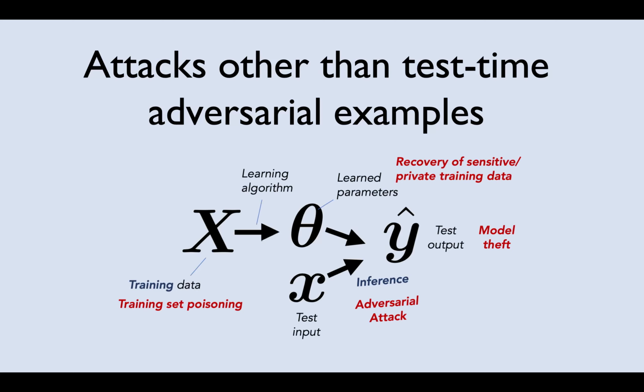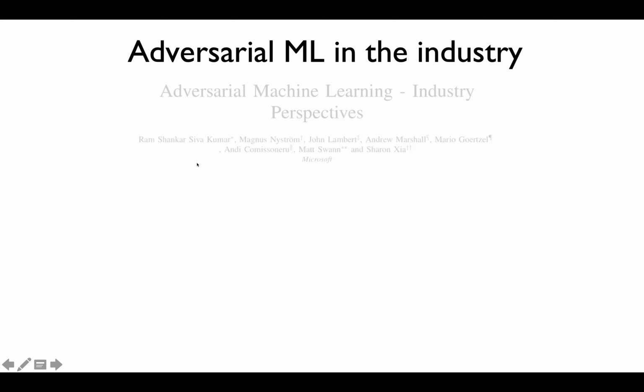But I must emphasize that there are many other attacks which were not in the scope of this tutorial. Some of them focus on attacking the training data. Some of them are focused on attacking the confidentiality of the system. Some of them are focused on stealing the model. Our focus mostly has been on adversarial attack, but let me just briefly talk about other attacks.